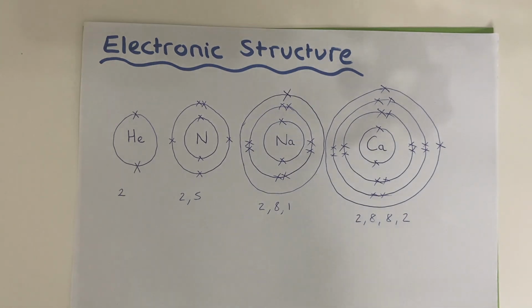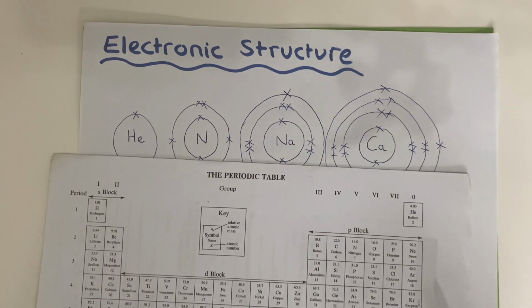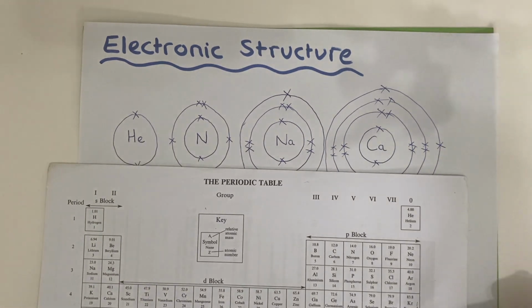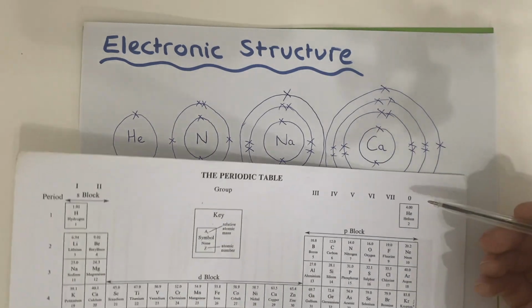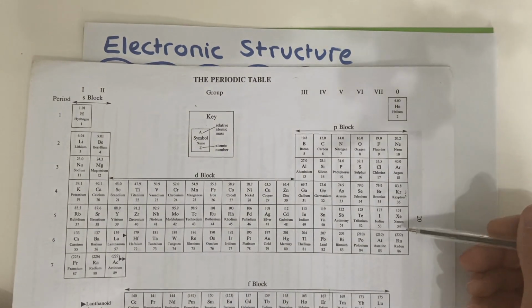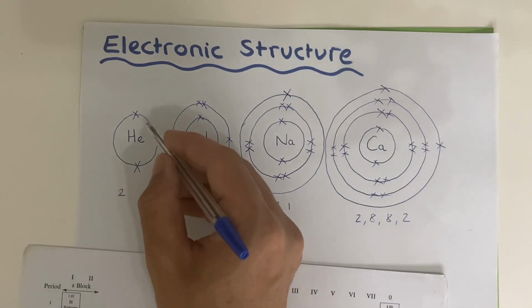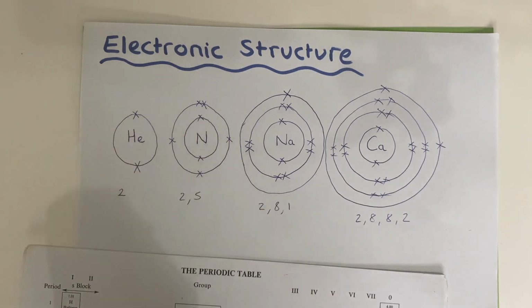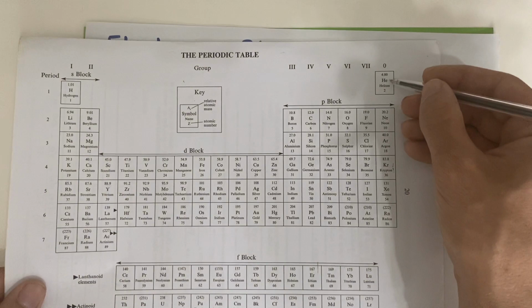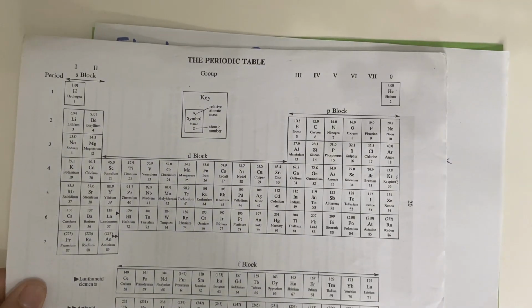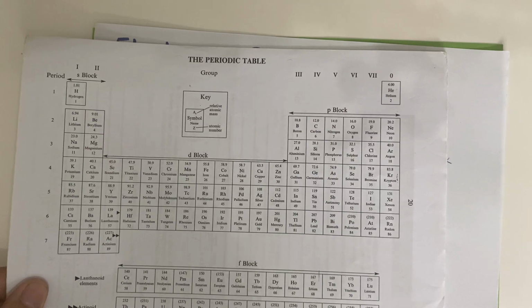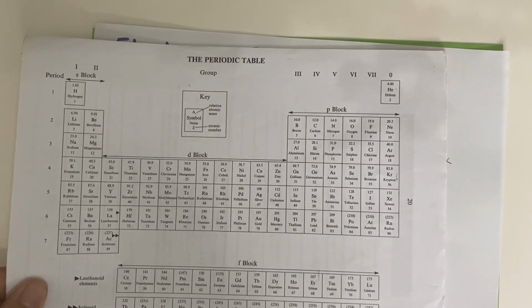Now if we have a look at these atoms, there is a big hint as to their electronic structure from their position in the periodic table. Helium is in group 0, the final group, and you'll notice that every element in group 0 has always got a full outer shell of electrons. So helium's outer shell is the first shell, and it's full with 2 electrons. Every atom in group 0 will have a full outer shell. That makes them very unreactive because they already are stable with a full outer shell of electrons.